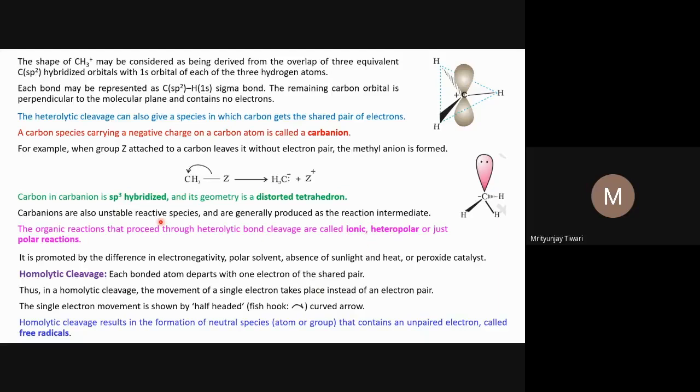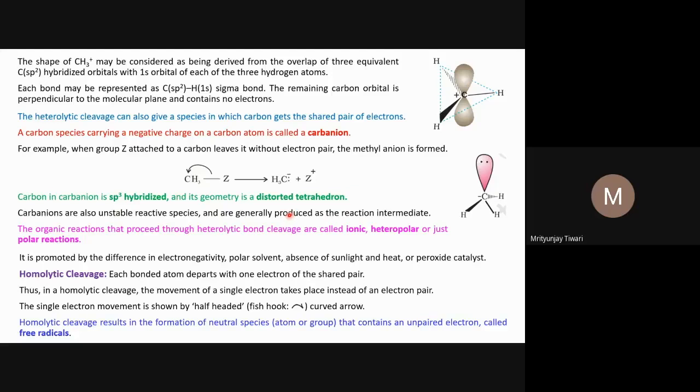So the organic reactions in which heterolytic cleavage happens are called ionic reactions. Remember, ionic reactions in organic chemistry involve heterolytic cleavage of certain species. Such reactions are also called heteropolar reactions or simply polar reactions. And why polar reactions? Because there is already a pole in this bond, and two different poles are further formed because of the heterolytic cleavage. This starts mostly because of the polar nature of the bond.